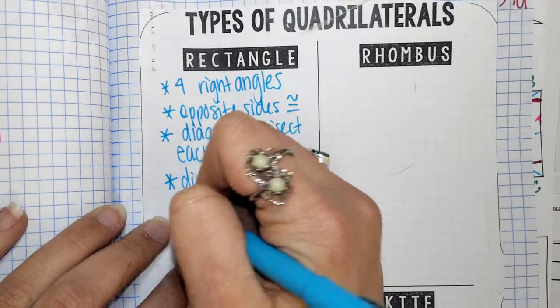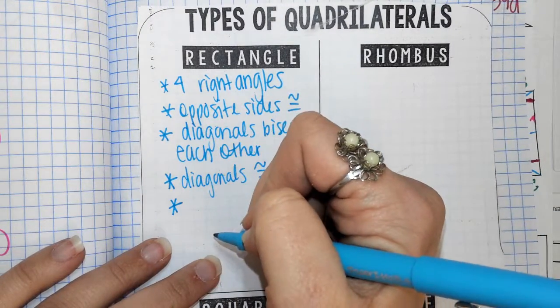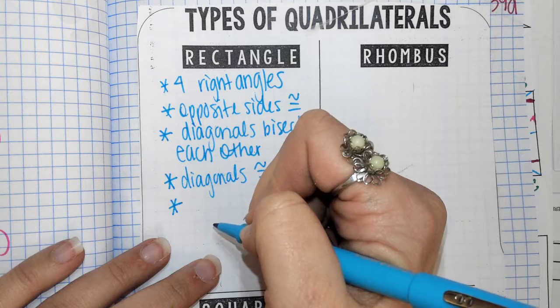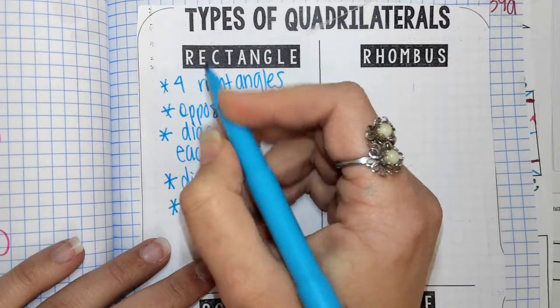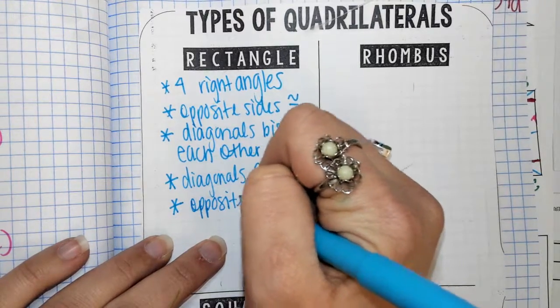All right, Ravenclaw. It has two sets of parallel lines. Opposite sides. Yeah. Thank you. Take a point.